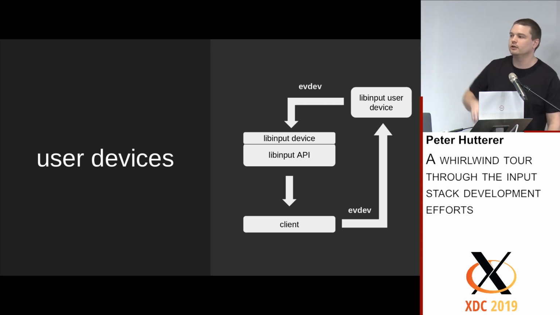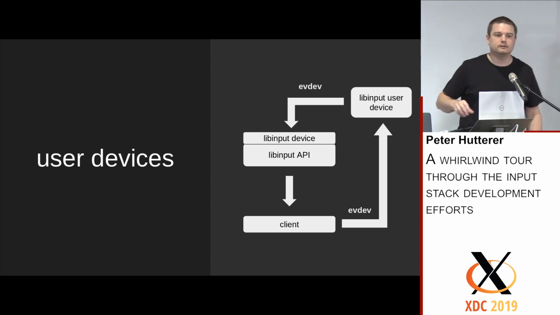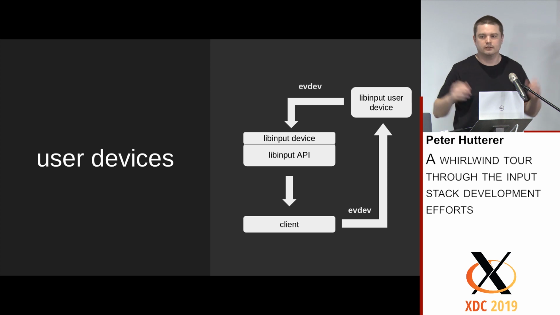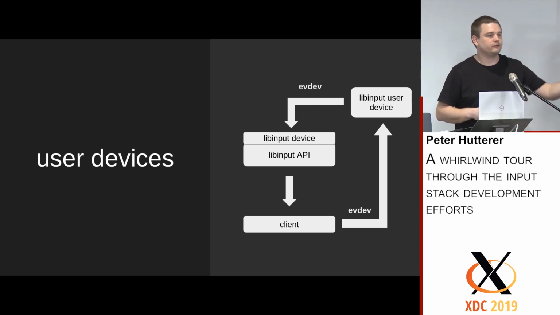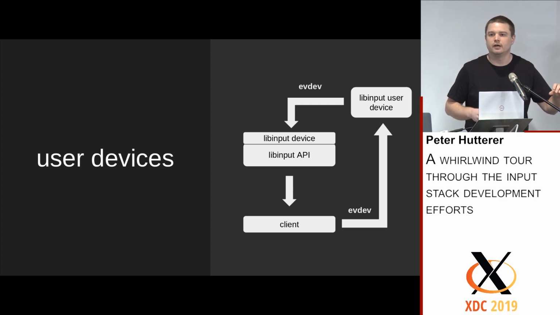So in addition to the normal event nodes, we also have the client. The client basically says, I want a user device, like a userspace device, couldn't come up with a better name. I want a userspace device. Here's a file descriptor. Please create a normal libinput device for that file descriptor. Libinput adds that to its internal device list, treats it just like any other device, and then spits out the events through the libinput API.